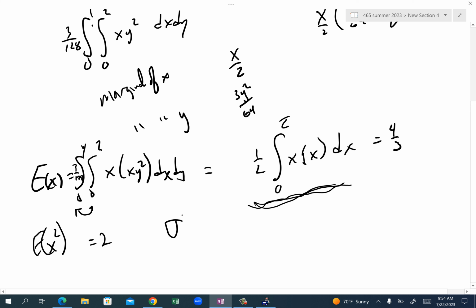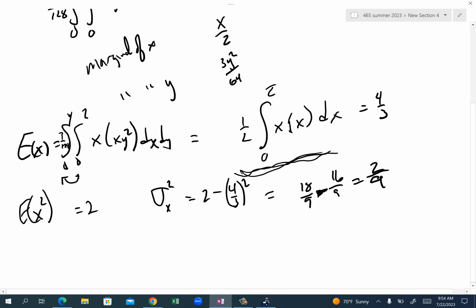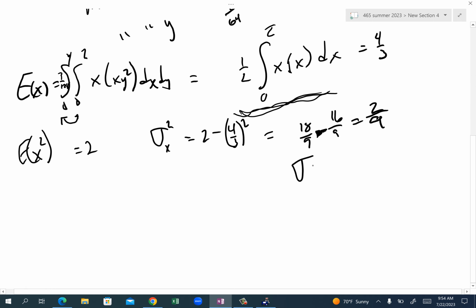So if I want the variance of x, it's going to be 2 minus 4/3 squared, which is 16/9. This would be 18/9. So minus, 2/9 looks like would be my variance. Of course, if you're playing along, you're like, oh, but I want the standard deviation. So square root of 2 over 3. There you go. Hope that makes you happy.